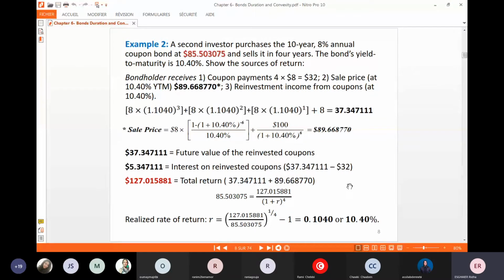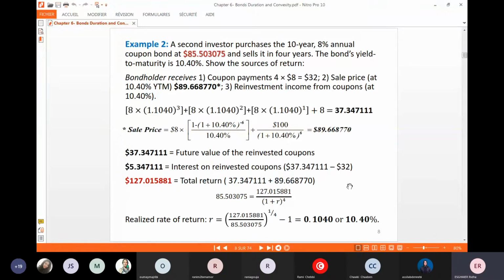Simply, he received 4 coupons because he will sell the bond in 4 years. He will receive only 4 coupons. Then he will sell this bond 4 years from now. What is the sell price of this bond 4 years from now?